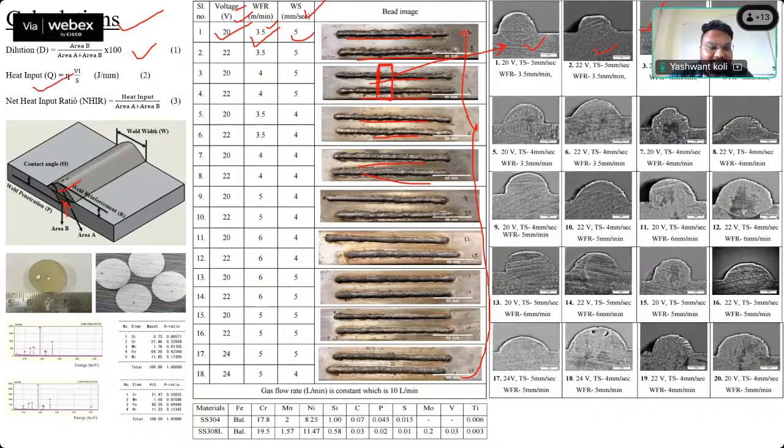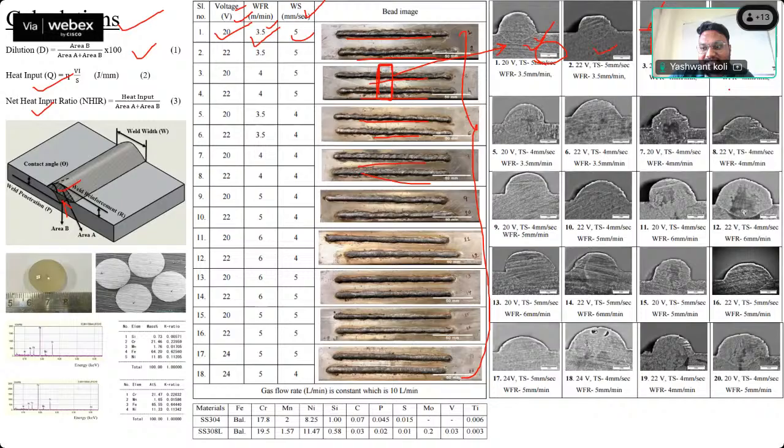So heat input we can calculate by this, and net heat input ratio we can calculate by heat input upon the total bead area. And this is the weld width. So all this we can do with the ImageJ software. We can find out these height, depth, contact angle, and even area by ImageJ software after getting this macroscopic image.